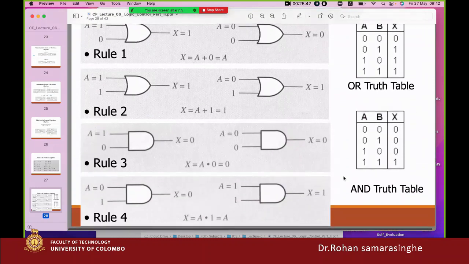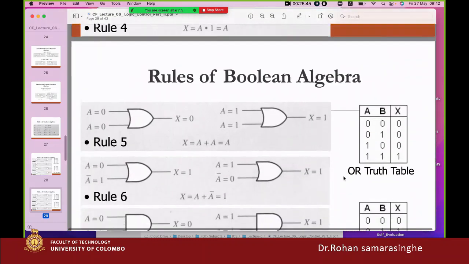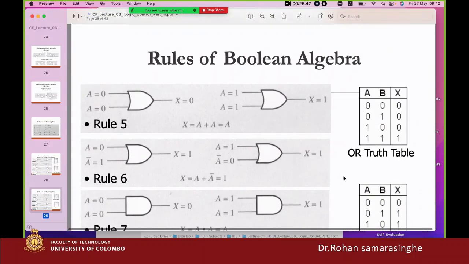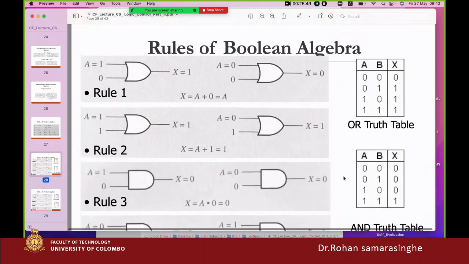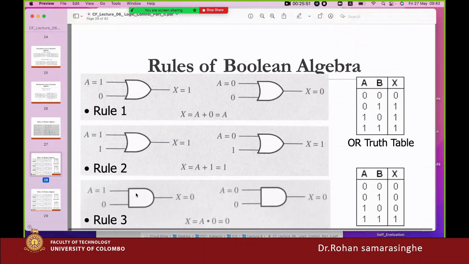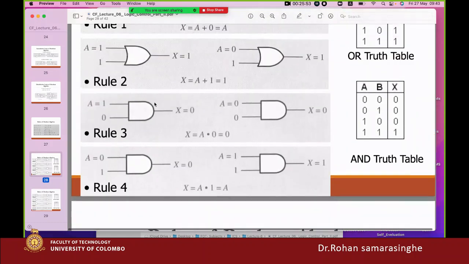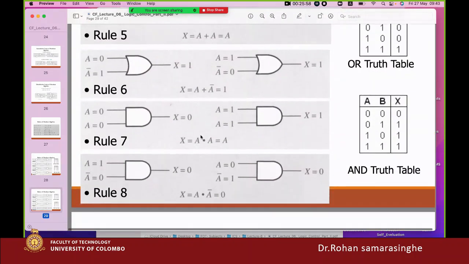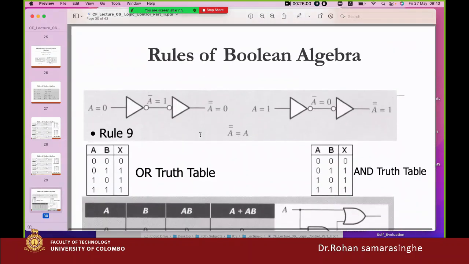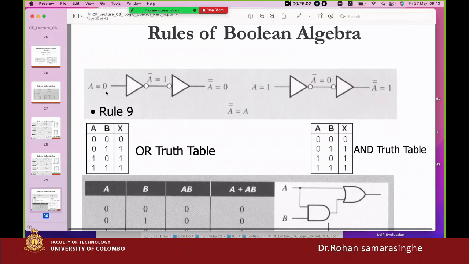Here the rules are also given like this. The above mentioned rules can be given as rules 1, 2, 3 likewise for the AND gate, OR gates, and both. When you apply it 2 times, then you can get once again 0. This becomes 1, and 1 applies 0.